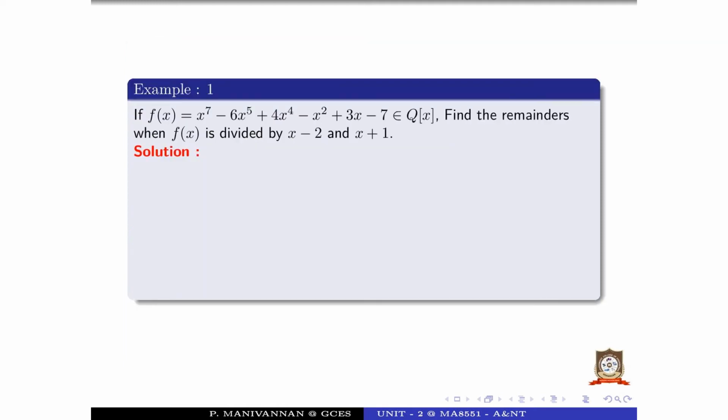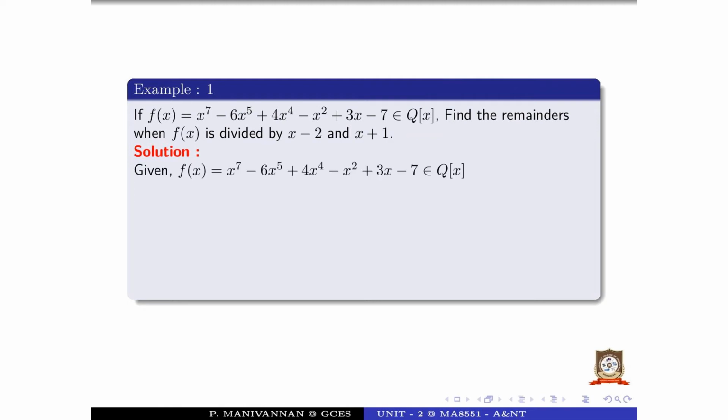Then example, if f of x equals x power 7 minus 6x power 5 plus 4x power 4 minus x square plus 3x minus 7 belongs to Q of x, where Q is the rational set. Find the remainders when f of x is divided by x minus 2 and x plus 1.